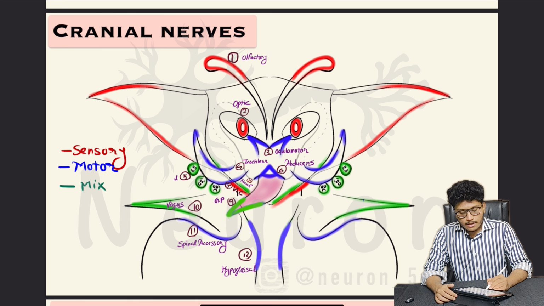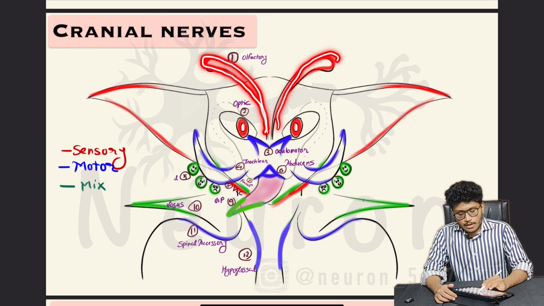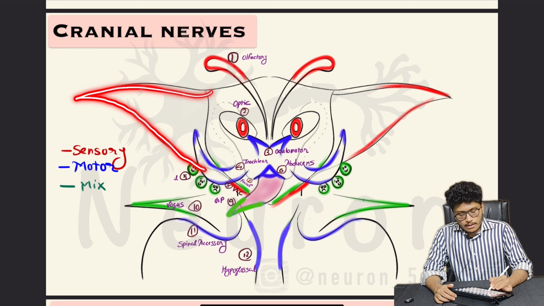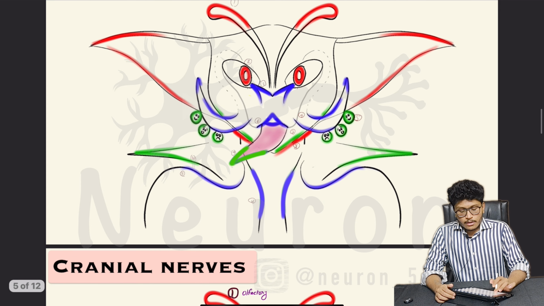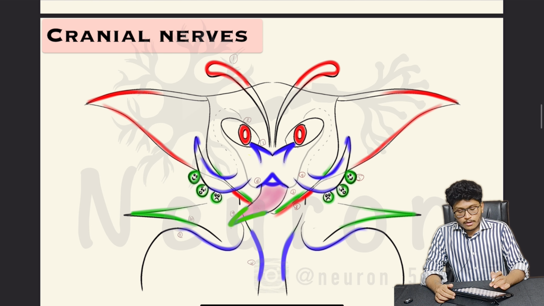First difference is it has these two tusks here. Also, two things are protruding from its nose, and it has big ears which meet at the chin. Now let's give a number to each and every cranial nerve here. First you have to give numbers from above to below.